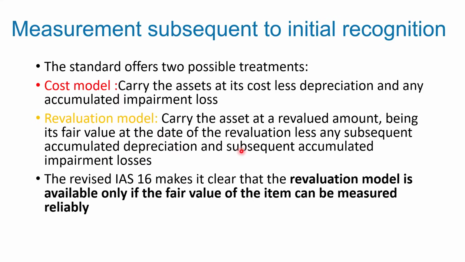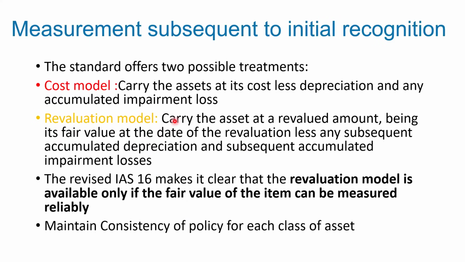Good. So IAS 16 makes it clear that the revaluation model is available only if the fair value of the item can be measured with reliability. You only go in for fair value when every other year the fair value can be determined. Because if you are using the fair value, it's a requirement on you to always determine what the fair value is every other year. So if the fair value cannot really be determined, then why don't you stick to your cost model? So that's a caution for accountants. You have to maintain consistency of the policy for each class of assets.